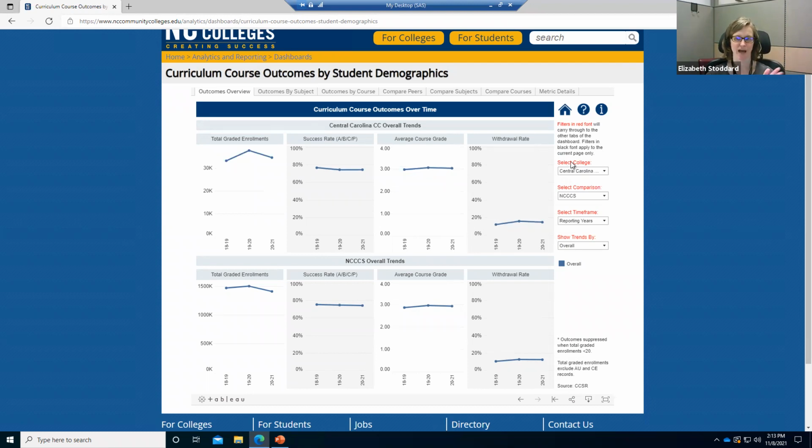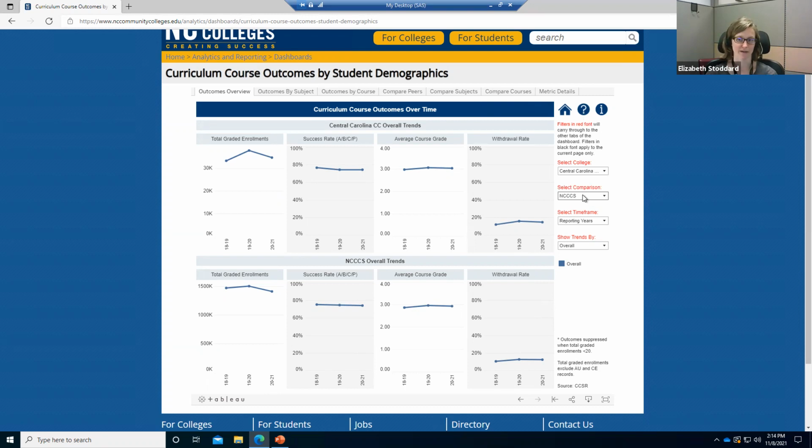You'll notice that the font of the filter is in red. That means that whatever selections we make on a filter where the font is red, those selections are going to carry through for the rest of the dashboard. So you only have to select it once on the first page, and then you'll see everything else in the dashboard filtered already to that selection.